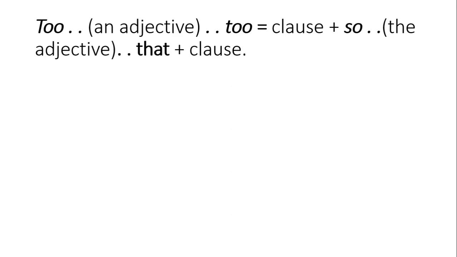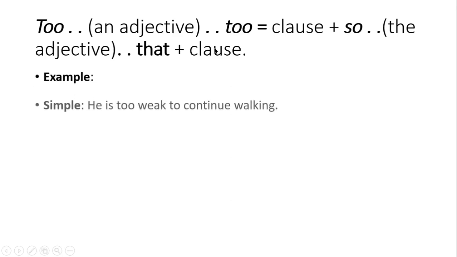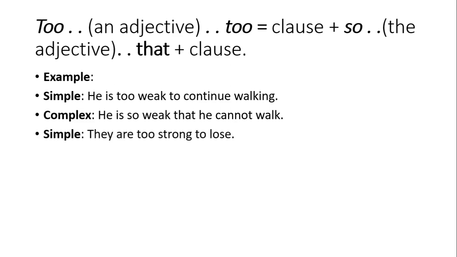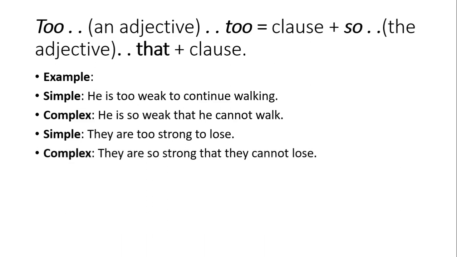So here you have "too" plus adjective plus "to". If you have this type of pattern in your simple sentence, then how to change the sentence from simple to complex? Firstly, you have to write down a clause, and then you have to write so, then adjective, that. After that, you have to write down the clause. Here you see, he is too weak to continue working. Say, he is so weak that he cannot work. They are too strong to lose. They are so strong that they cannot lose.